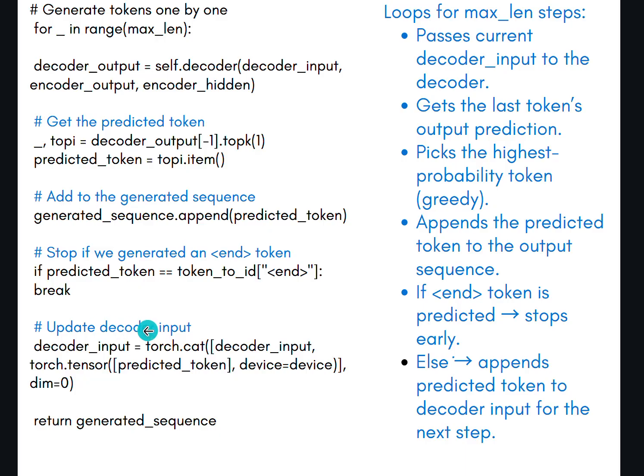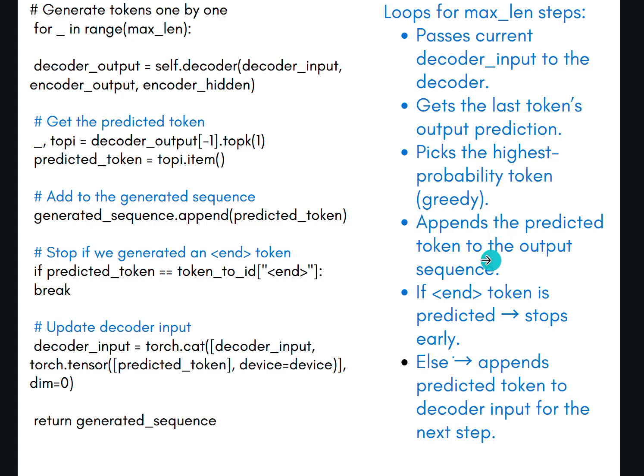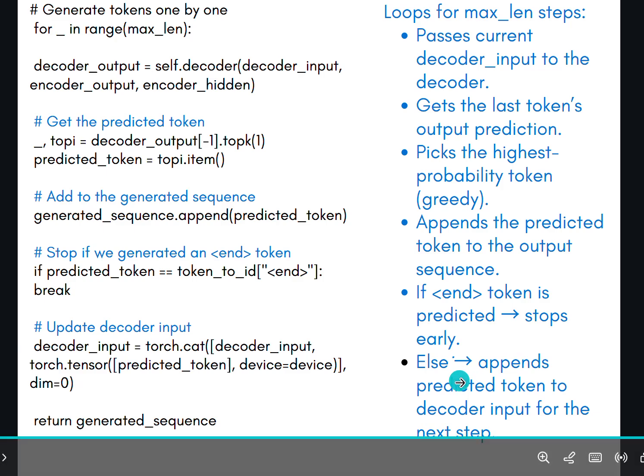So update the decoder input: concat the decoder input with the torch tensor of the predicted token, and then return the generated sequence. So get the tokens, append the predicted token to the output sequence. If the end token is predicted, stop early, else keep appending, right? So this is the else command over here.